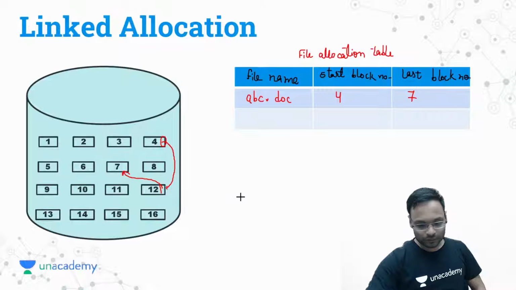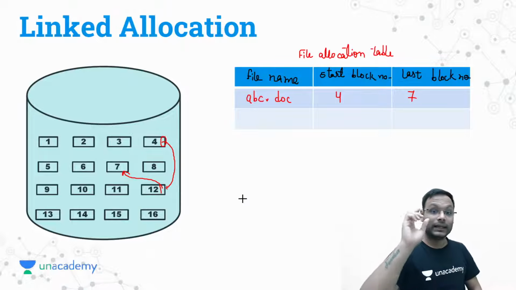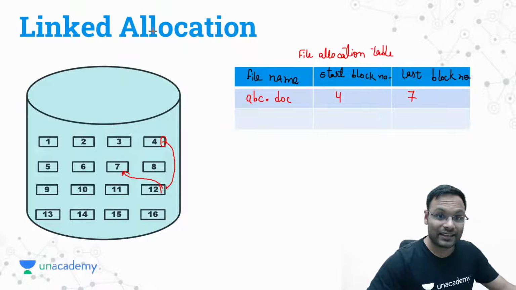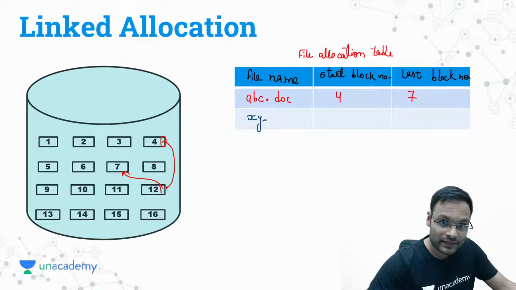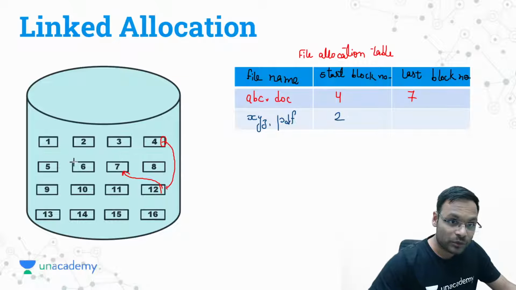The file is stored on multiple blocks. Now let's say I have a second file. The second file has the name xyz.pdf, and it requires 5 blocks. Let's say it is starting from 2.